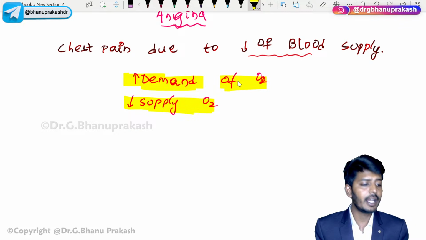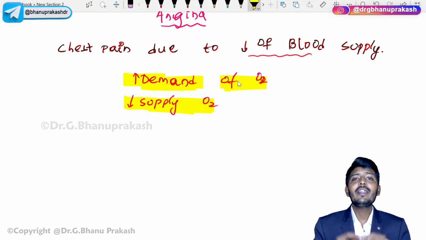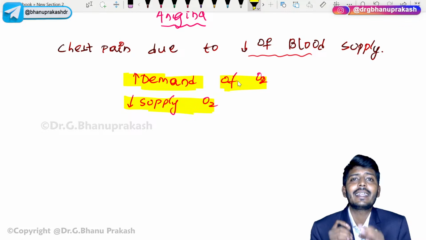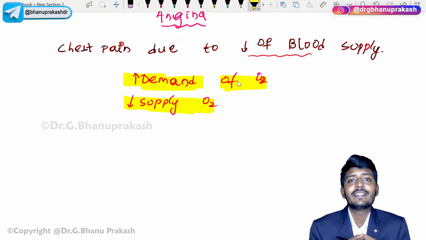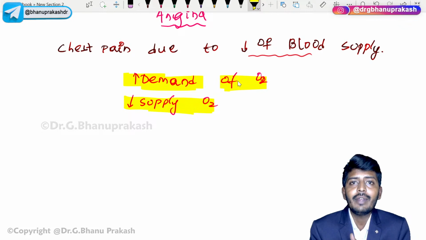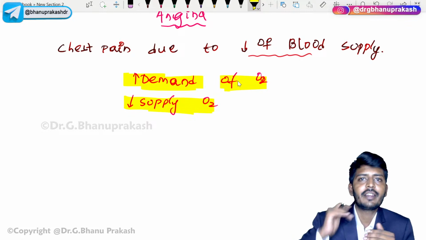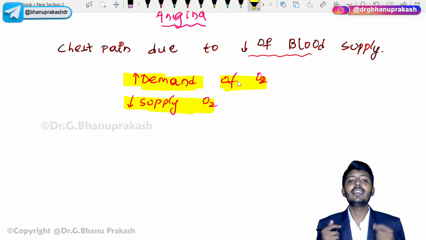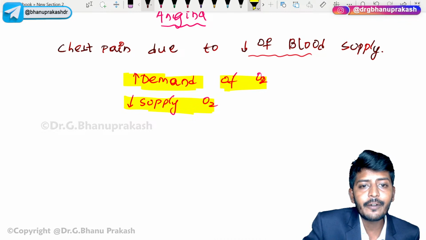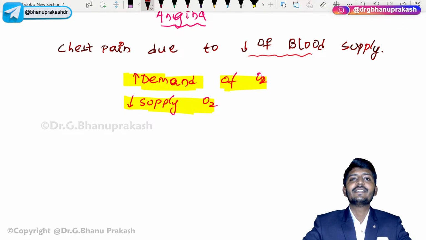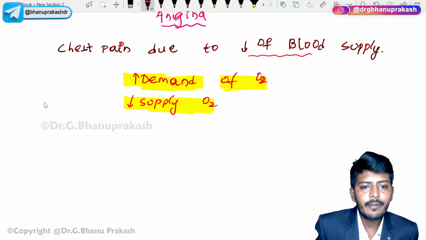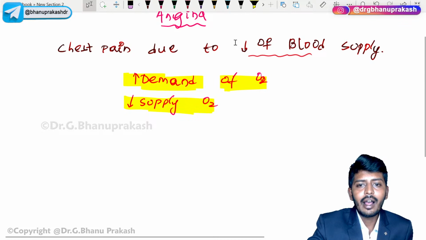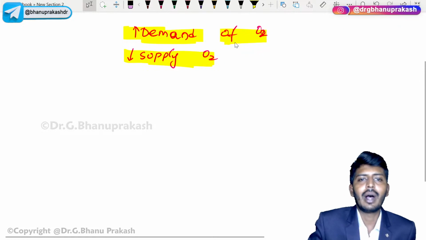So when will your heart demand more oxygen? Whenever you are doing some physical activity, your heart has to contract more and your force of contraction will increase. Once the force of contraction is increased, the heart will demand more oxygen. So the increase of demand occurs as a result of physical activity.